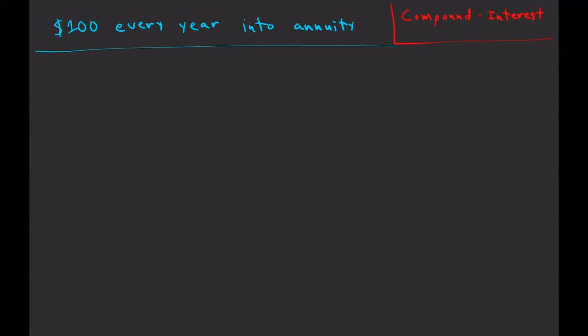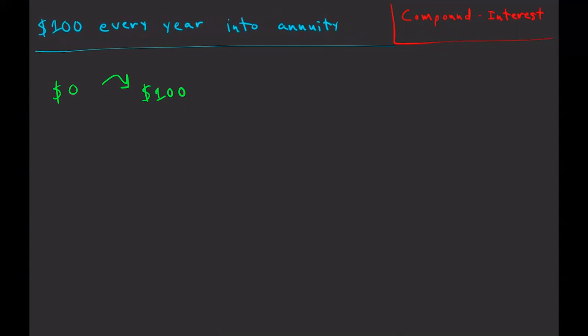Right off the bat, we start off at $0. We have nothing. We start with this annuity, and then we put $100 in. Yay, we've got $100 in our annuity, and now a whole year is going by, and during that year, we don't do anything. We don't bother putting any money in. We're just putting in $100 every year. But over the course of that year, we will have interest that accrues on this.